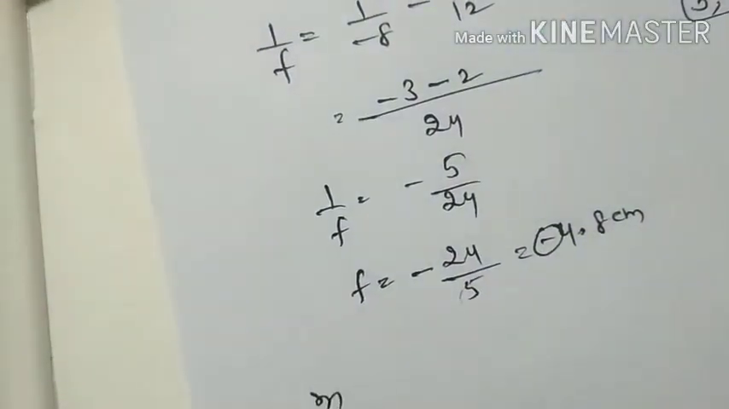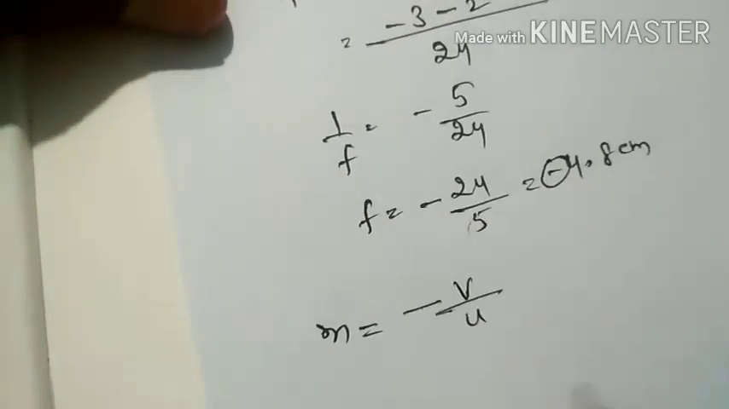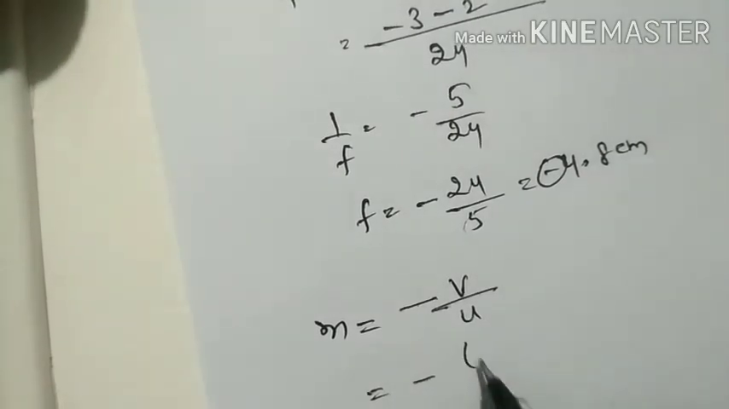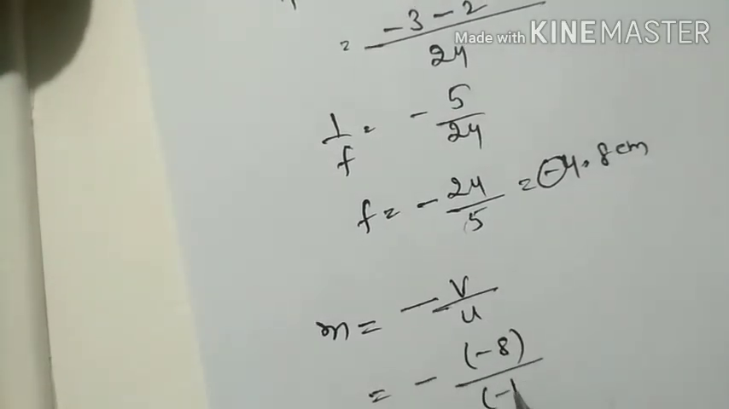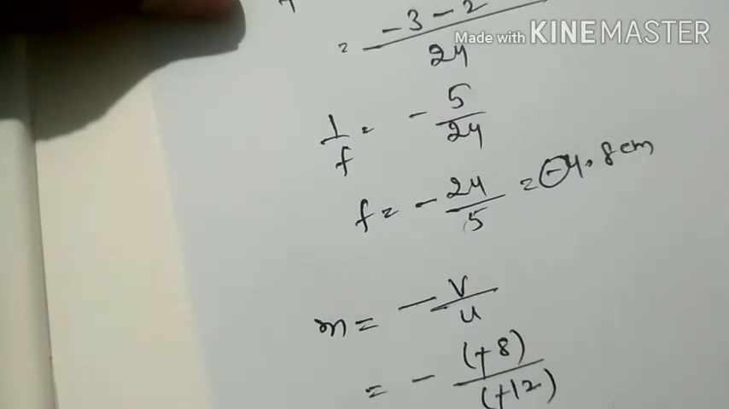So you have to find magnification. For a mirror, m is equal to minus v by u. What is v? Minus 8. What is u? Minus 12. Minus and minus get cancelled. So m is minus 2 by 3.